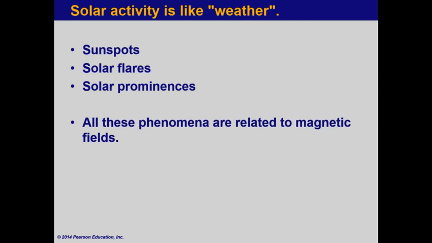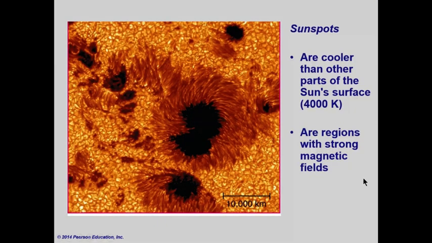So, some of the things on the sun that help us learn about solar activity and solar weather are sunspots. We had to figure out why they were caused and what was going on there. Solar flares and solar prominences. We see those on the edges of the sun. They're often facing us. It's very hard to see them when they're facing us. But all of these different solar phenomena are related to the magnetic fields. All right, so let's take a look at sunspots.